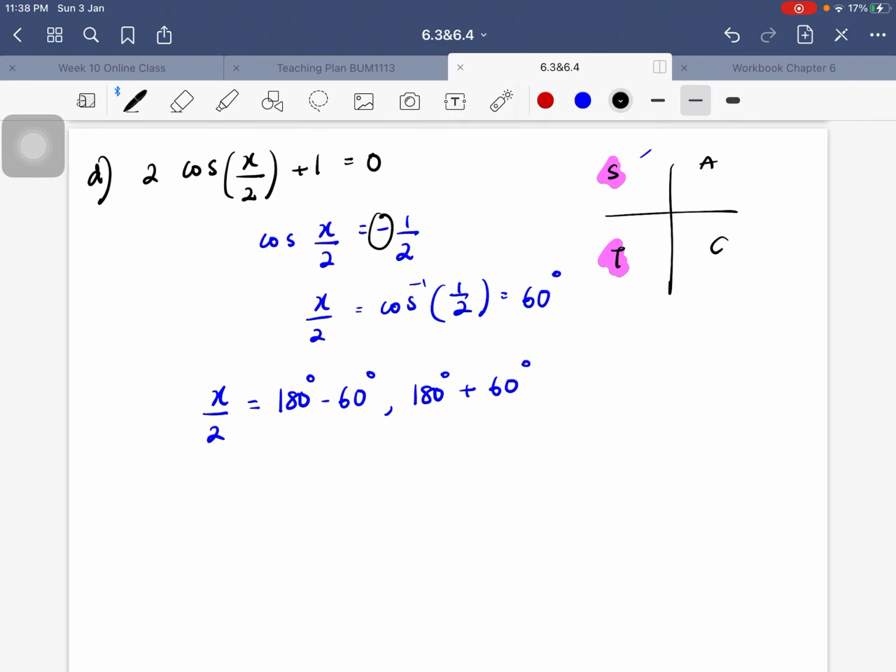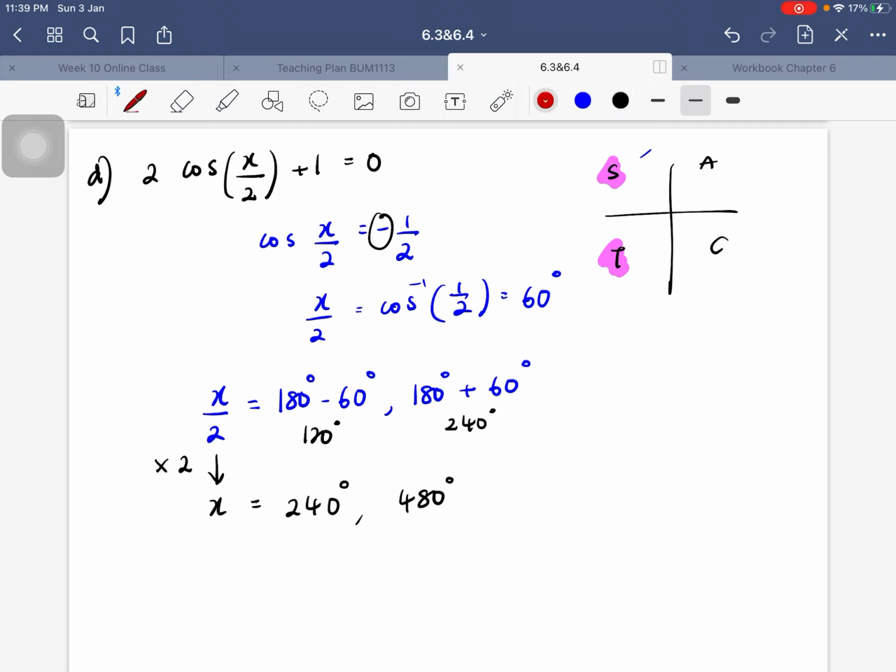But the thing is, now we don't want x over 2. What we want is x. So how do we get x? We have to multiply each of these angles by 2. So 180 minus 60 gives us 120, and when I multiply by 2, this is going to be 240 degrees. And for the other angle, when I multiply this by 2, this is going to give us a value of 480 degrees.